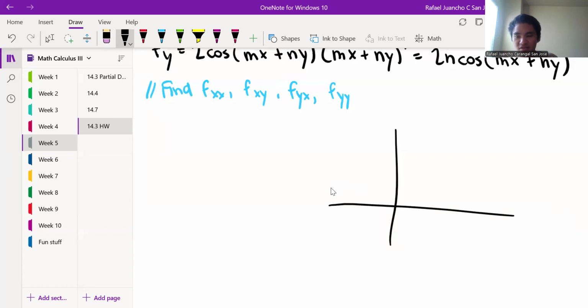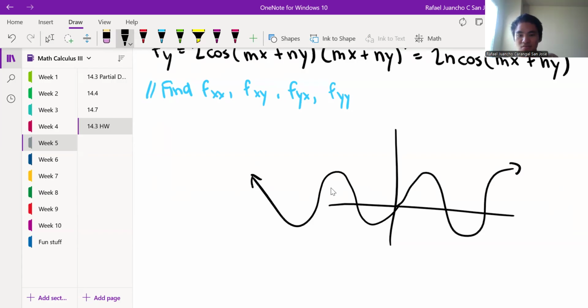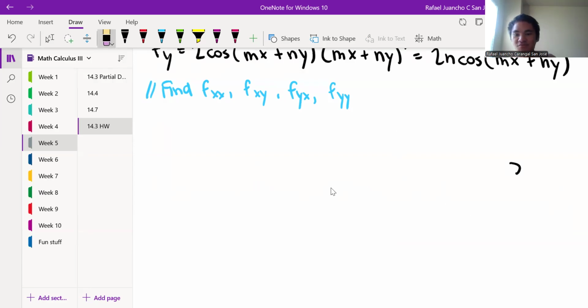If I remember my science, something like that. And it just goes on and on and on. No gaps, no holes, so it's continuous. So we can apply Clairaut's theorem, right? So let's find f_xx.